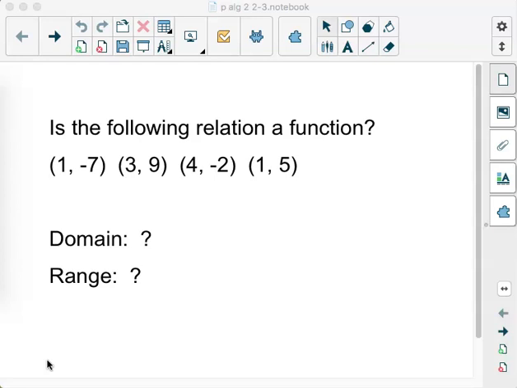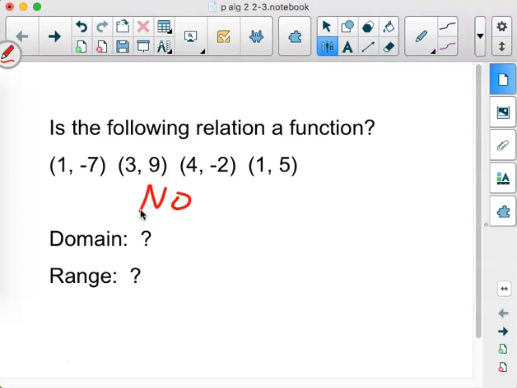Just one number. Put in a 1, you get, uh-oh. Didn't we say back here that if you put in a 1, you get -7? This is saying you also get a 5. This is not a function. For one input, there are 2 outputs. It's not a function. Now for the domain, what we have to do is use number set notation.